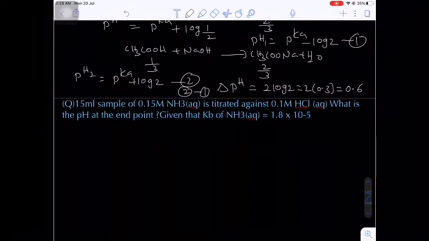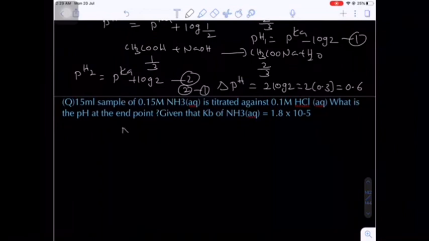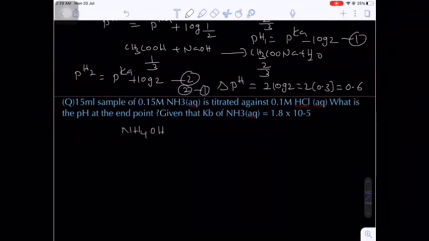Okay. And finally one more question, the last question we have. 15 ml of a sample of 0.15 molar ammonia, ammonia is nothing but ammonium hydroxide, both are the same, is titrated against 0.1 molar hydrochloric acid. What is the pH at the end point? Are you getting my point? Now here, first of all, ammonium hydroxide is nothing but ammonia, and this is the hydrochloric acid. Now here, what is the volume of the ammonia given?